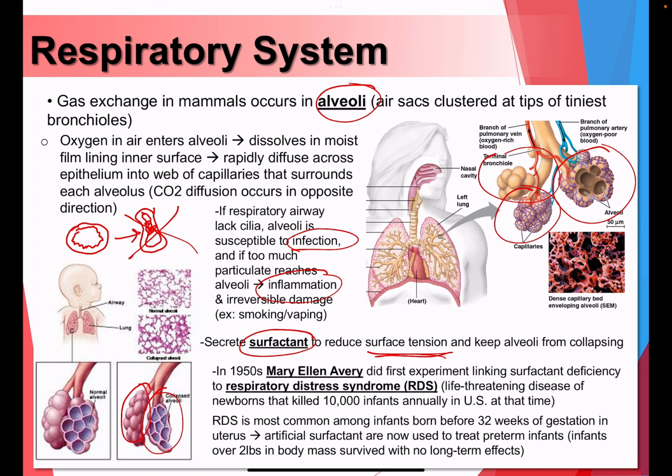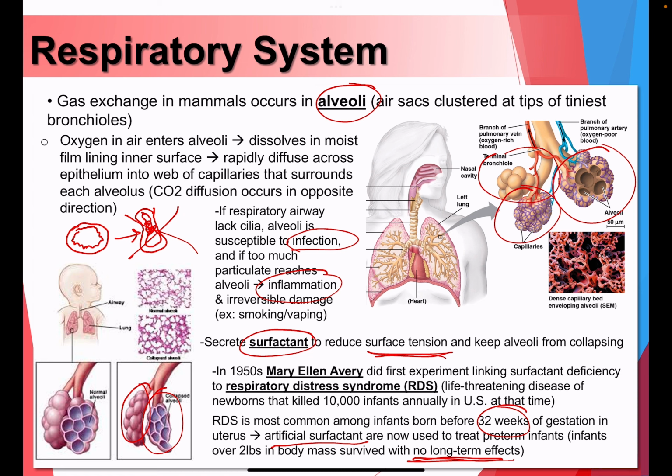Usually RDS is most common among babies that are born before 30 weeks of gestation, which means a preterm baby. If artificial surfactant is given to these babies, it would limit the adverse effects of RDS. And if the baby weighs over 2 pounds, statistically, giving them artificial surfactant will have no long-term consequences or effects on their lungs, which is amazing.